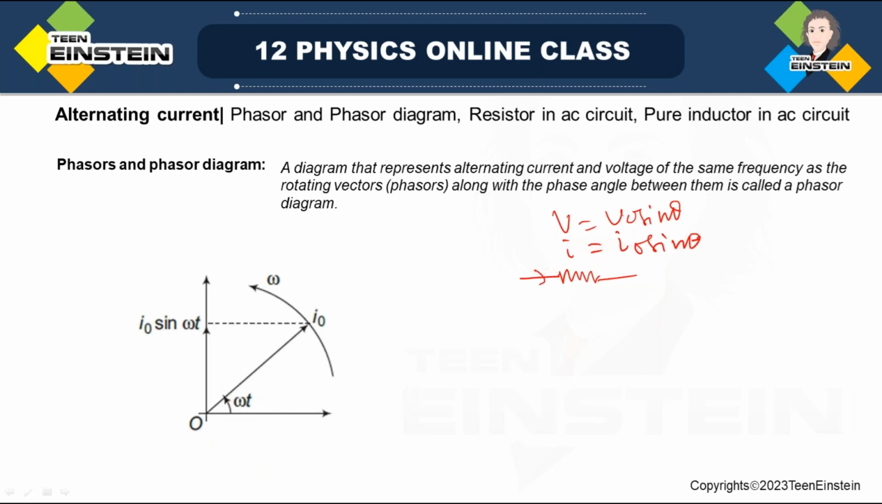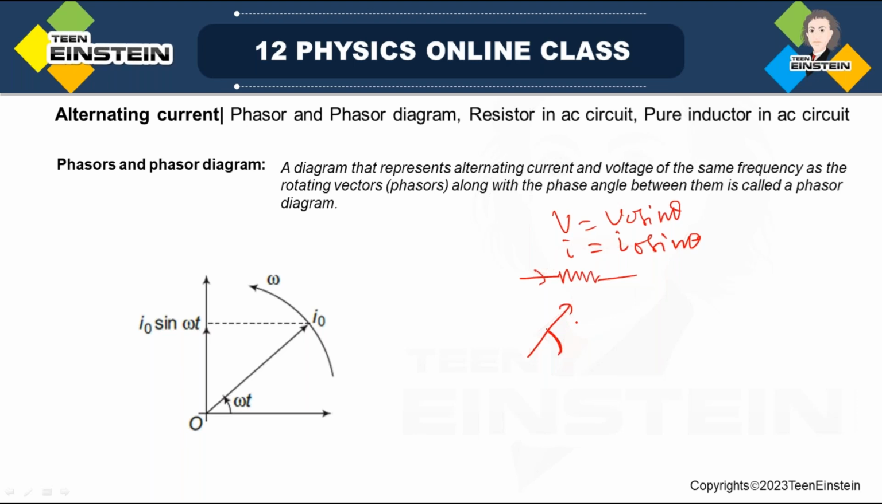So here what I'm trying to say is, in case of an inductor also, we'll represent current and voltage with two different rotating vectors or phasors, with a specific angle between them. And from there we will be able to find out many other parameters geometrically. So this is our phasor diagram.